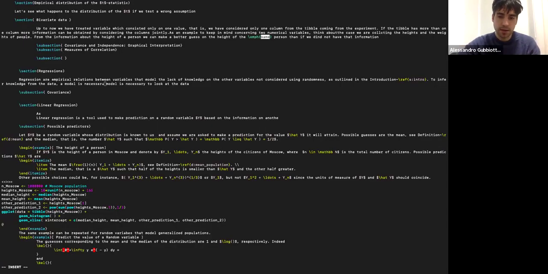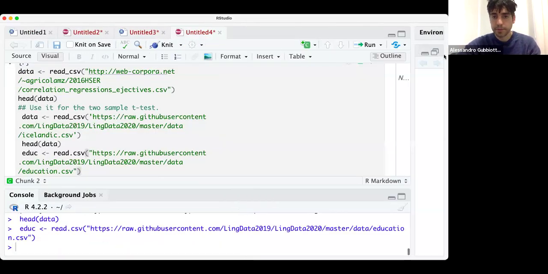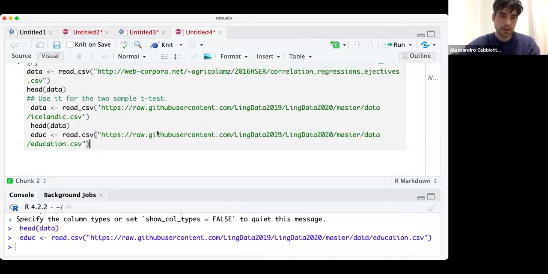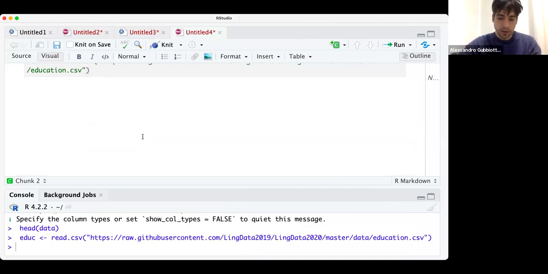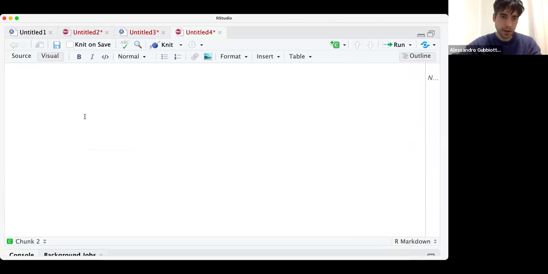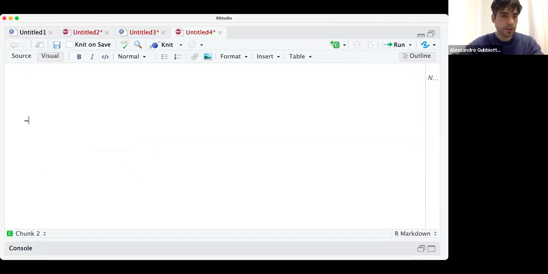Today's topic is linear regression. So let me recall what we did the last time before going to this new topic, and then I will introduce linear regression.